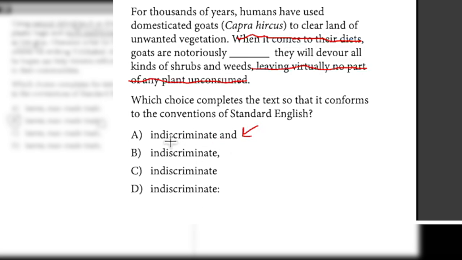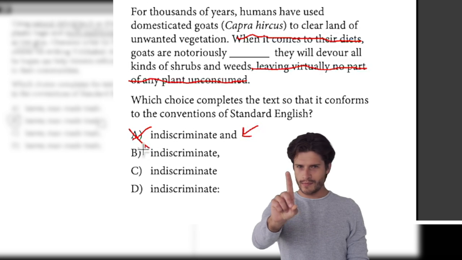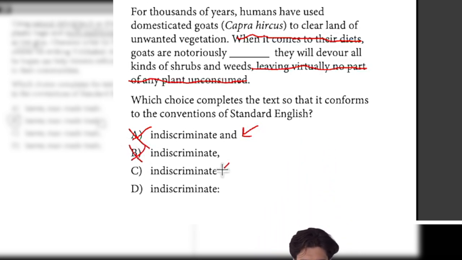A doesn't give us that comma, so A doesn't work. B, we don't have and, but we still have 2 full sentences. Goats are notoriously indiscriminate. They will devour all kinds of shrubs and weeds. That is a comma splice, aka a comma trying to act like a period. Not okay. C doesn't even do the honor of giving us a period. C is out. It has to be D.